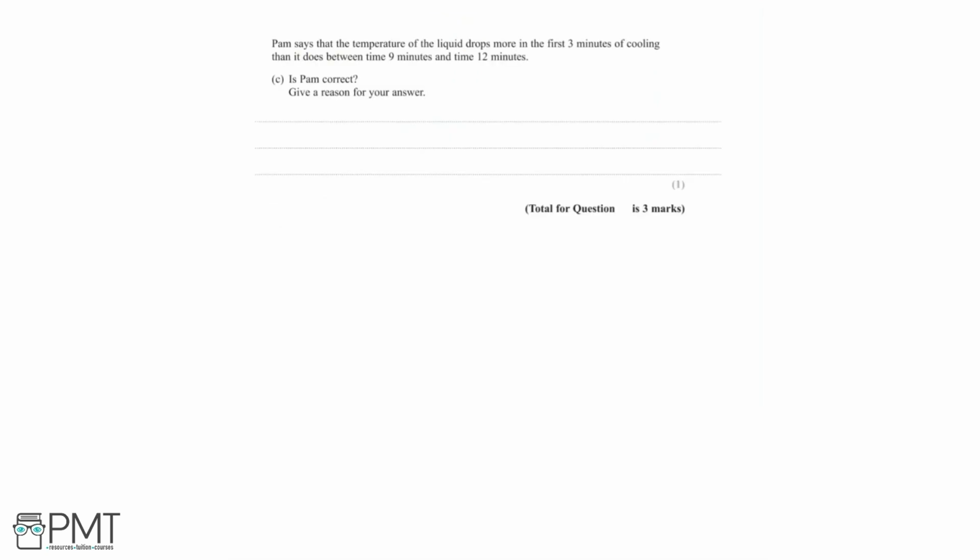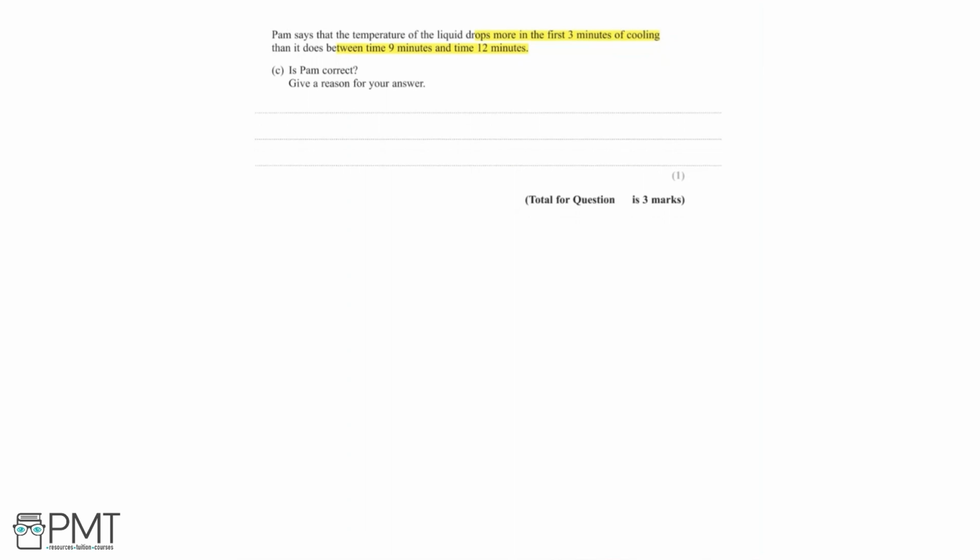We're now told that Pam says that the temperature of the liquid drops more in the first 3 minutes of cooling than it does between the time 9 minutes and the time 12 minutes. In part C, we need to find out whether or not Pam is correct, giving a reason for our answer. Now part C is about the rate of cooling, and the rate of cooling is represented by the gradient of the graph.